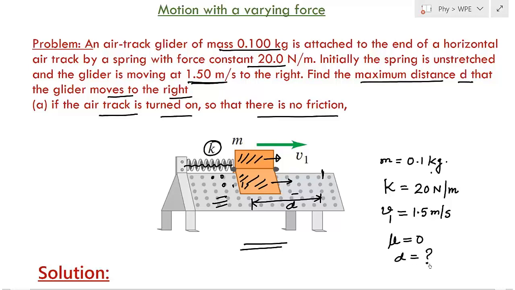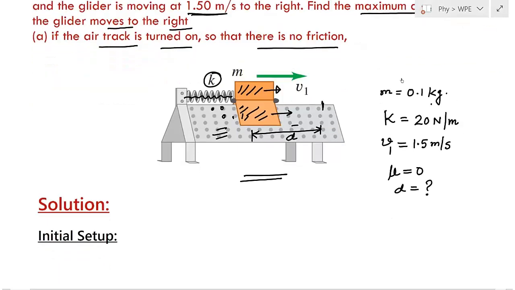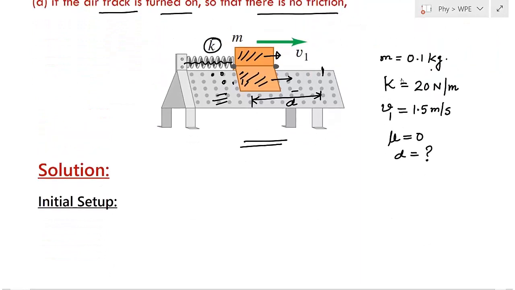So my target is to find the maximum distance d so that the glider comes to rest. So let us see the initial setup. In this case, you see this glider is moving in this direction and this spring is applying a force. Now this force is not constant because this force depends upon the distance. F is equal to k times x, and the x value is changing. So the force by the spring is not constant.